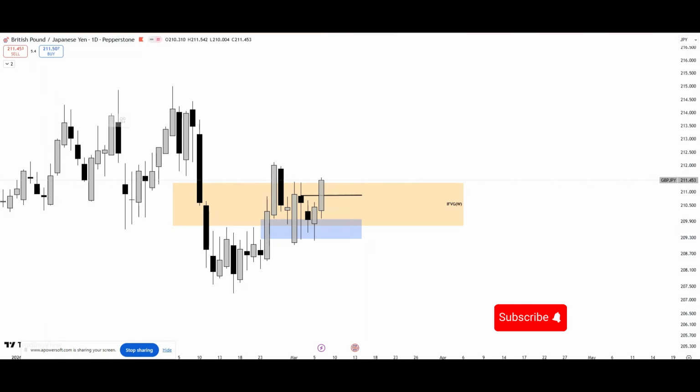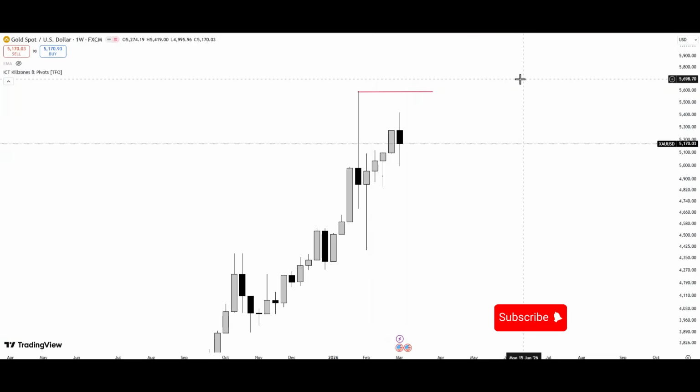So for this week, it would be nice if we get a retracement to this order block right here. And you can see there's also a gap here, tagging that gap, also tagging the weekly inversion fair value gap before we see more bullish momentum for GBPJPY. And of course, if it's going to be bullish, we have this high right here, and we also have this high right here. So let's look at gold.